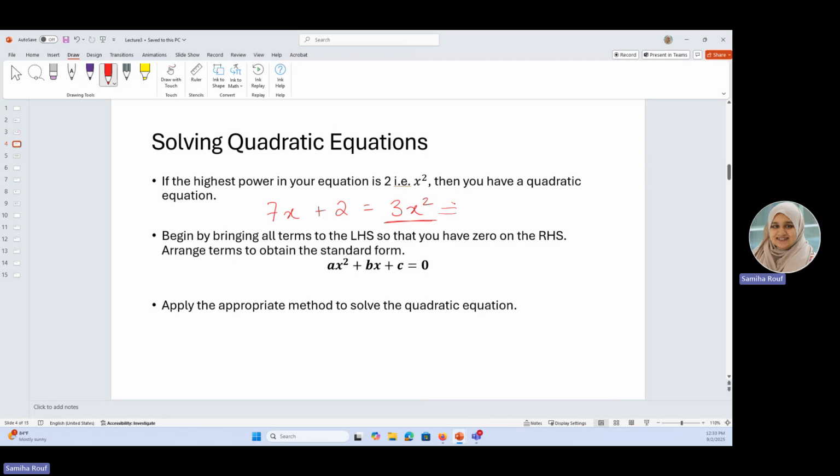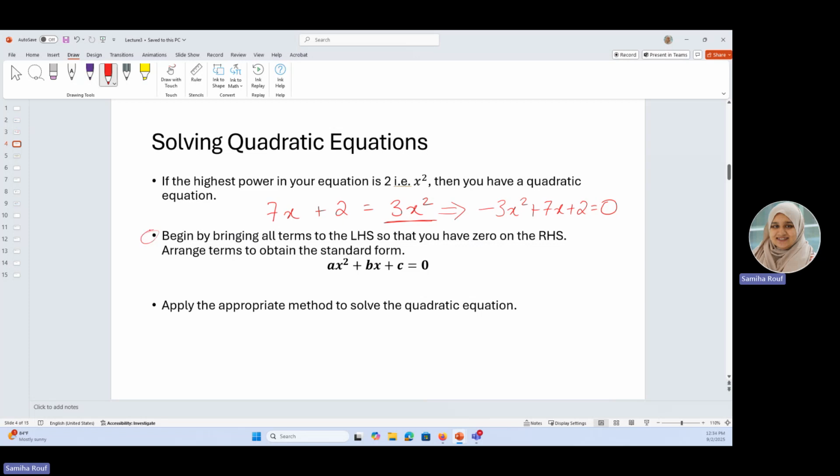So I can rearrange my equation by moving the 3x squared to the other side to get negative 3x squared plus 7x plus 2 equals 0. Once it's rearranged, now we have a quadratic equation in the standard form. So anytime you get an equation and you see a squared term, just know that you can make the necessary rearrangements so that you have a quadratic equation in the standard form.